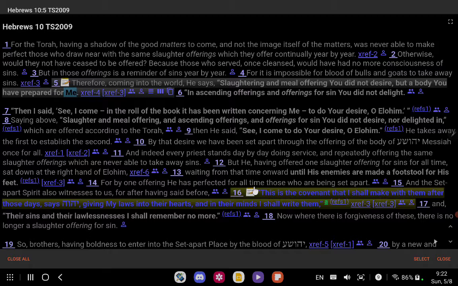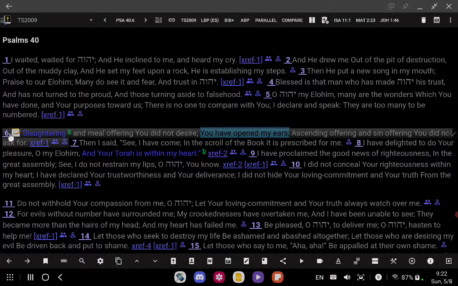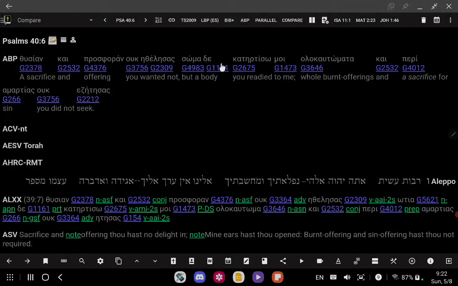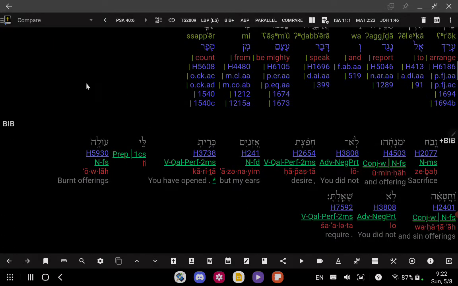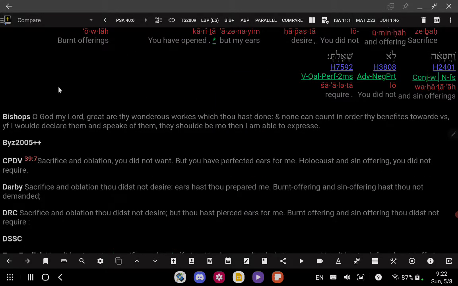And it's interesting here. So we've got this thing that says, but a body you have prepared for me. So let's go back and let's see what we've got here. Sure enough, in the Septuagint, a sacrifice and offering you wanted not, but a body you readied to me. And I don't know about you, but what I think of when I hear of a body that you have readied for me is that it's a physical representation of something that already existed, something that was pre-existing.